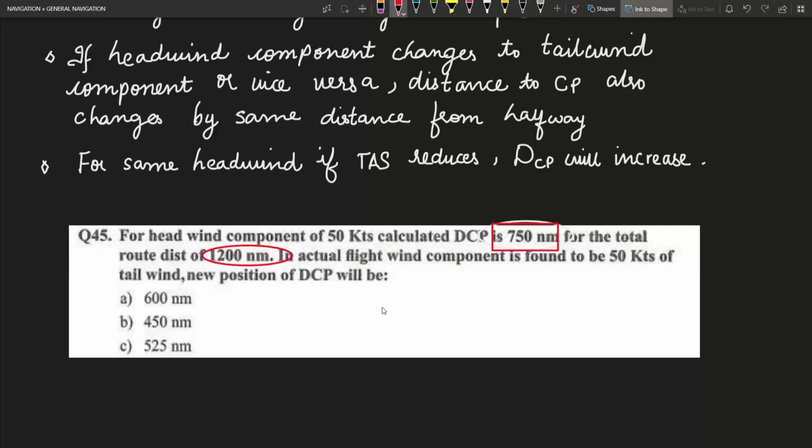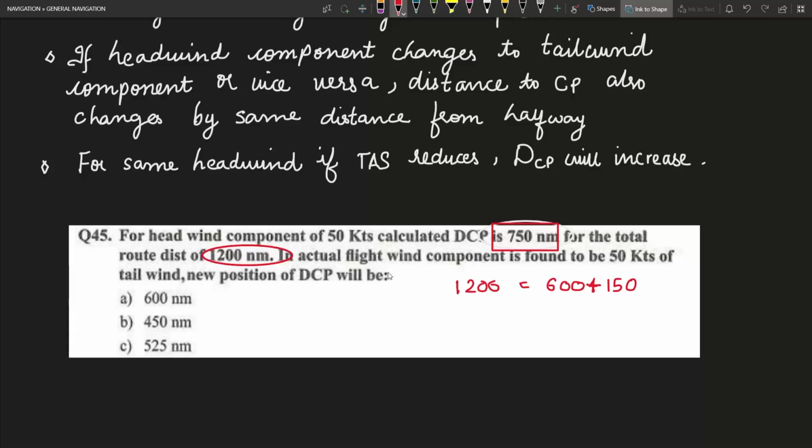Now what happened is they calculated the distance to CP as 750 nautical miles, but in actual flight the wind component is found to be 50 knots of tailwind, so the wind gets reversed. The headwind becomes tailwind. Now we know half of 1200 will be 600, and 750 nautical miles is 150 nautical miles more than 600. So this is for headwind.